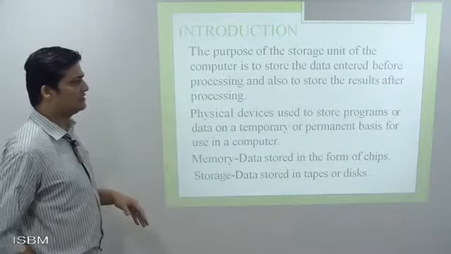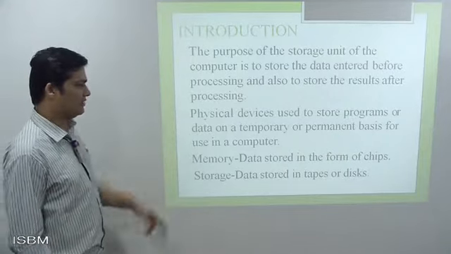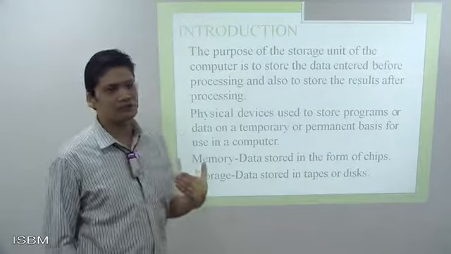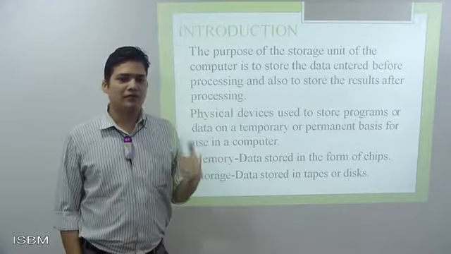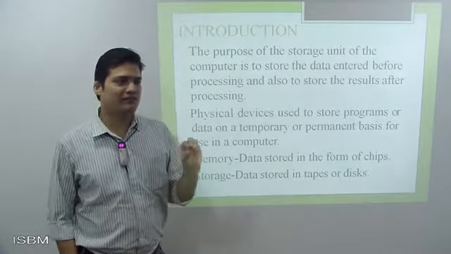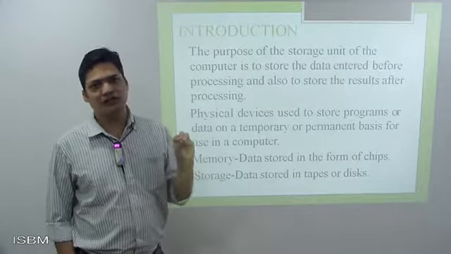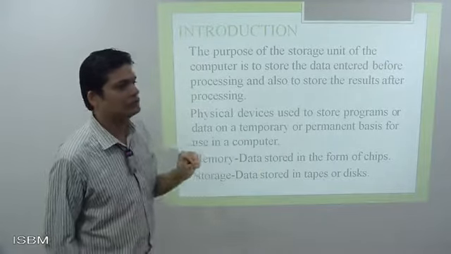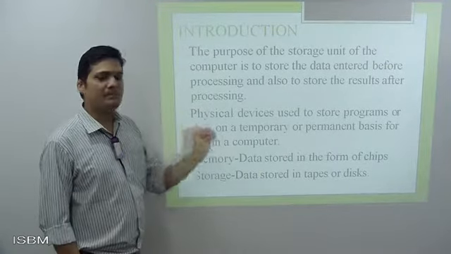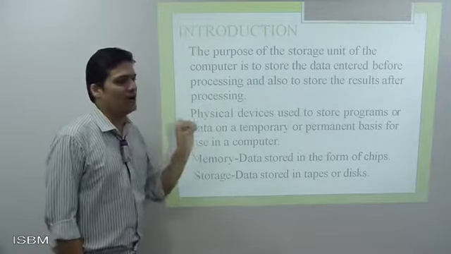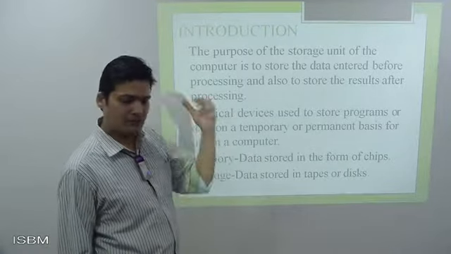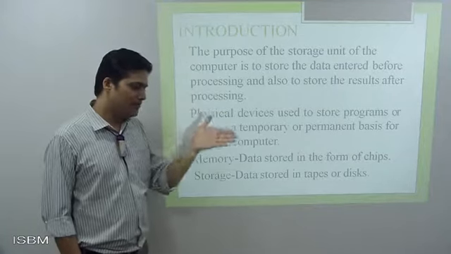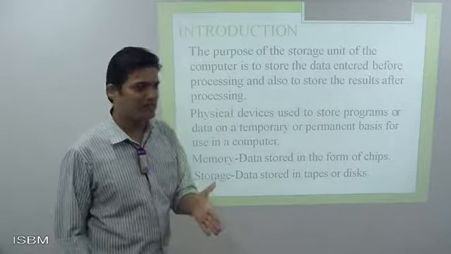Physical devices are used to store programs or data on a temporary or permanent basis in a computer. As I have told you, when you write anything in your system, it is initially stored temporarily in the RAM, because that is a temporary storage device, and after that it goes to the ROM, which is basically a permanent storage device. So after RAM it will be stored in the ROM. There are different kinds of devices, some with permanent storage and some with temporary storage.